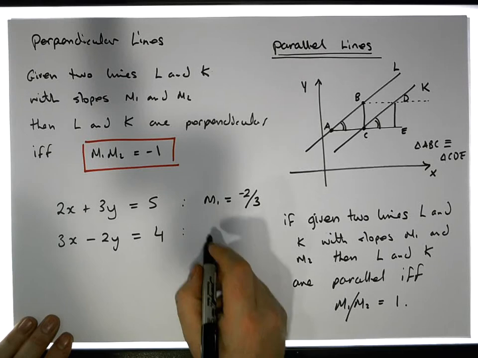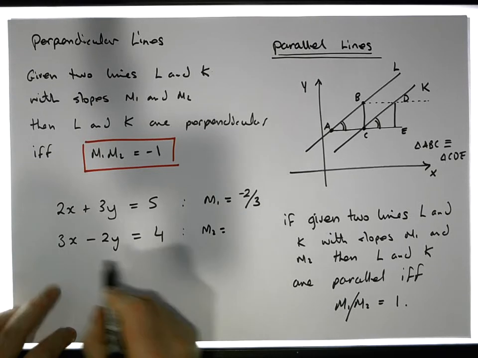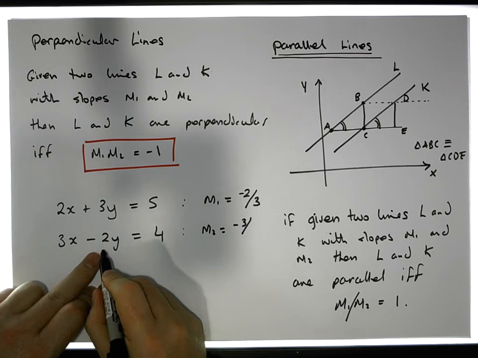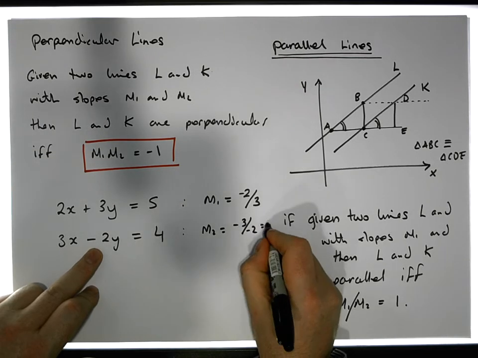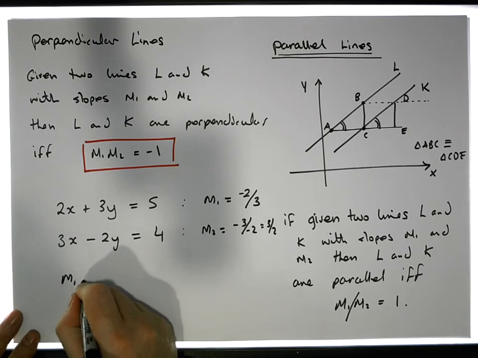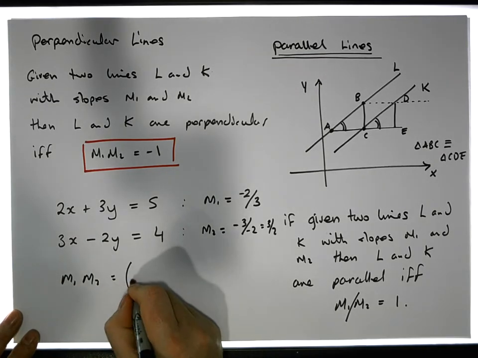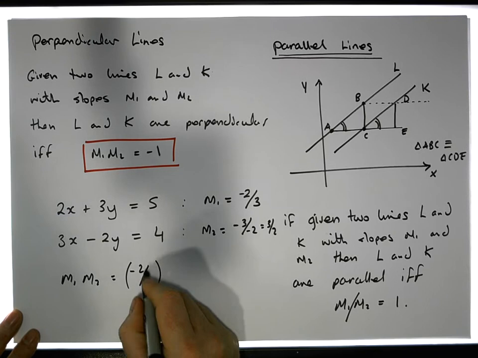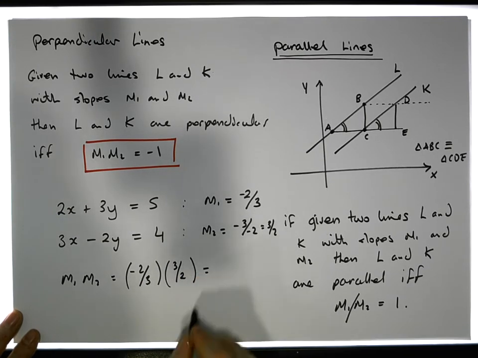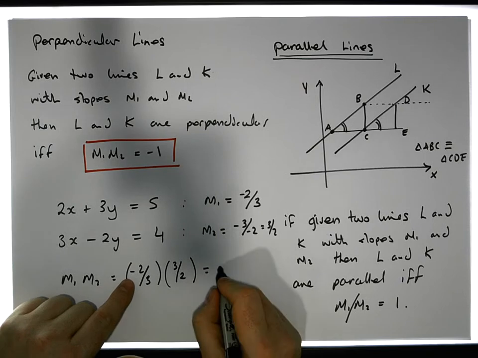Line here, well, m2 is minus the a value, which is minus 3, divided by the b value, which is minus 2, which gives us 3 over 2. And hopefully we can see that m1 times m2 is equal to minus 2 thirds times 3 halves, which gives us minus times plus gives us a minus.